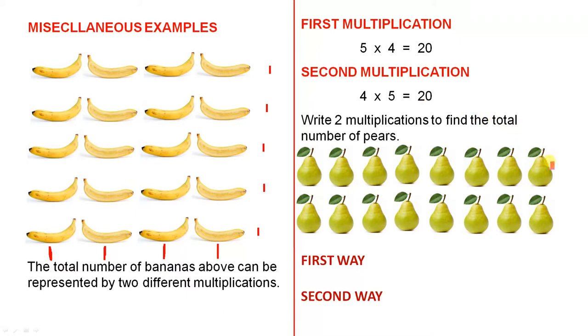And the next example involving these pairs, write 2 multiplications to find the total number of pairs. Now I want you to write the first answer here and the second answer here. So I'll give you 10 seconds. Just write your answers on a sheet of paper. 2 different multiplications to give us the total number of pairs.